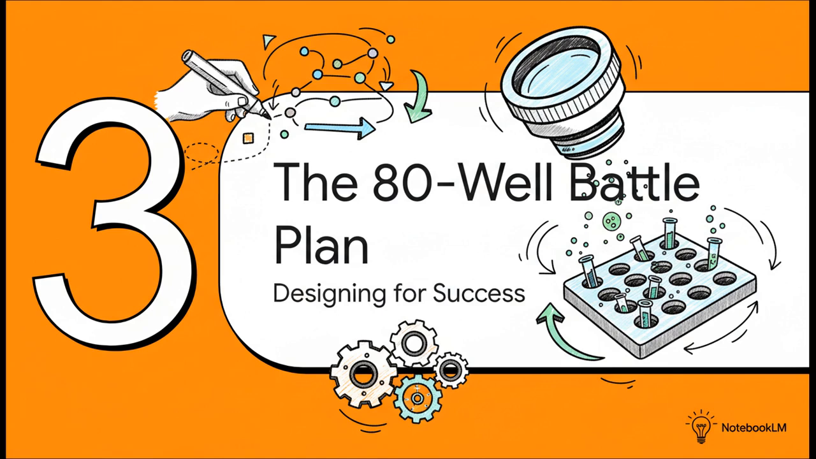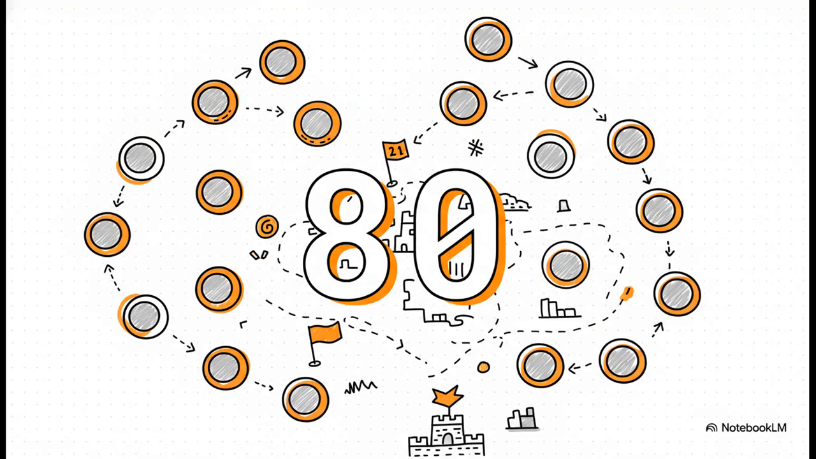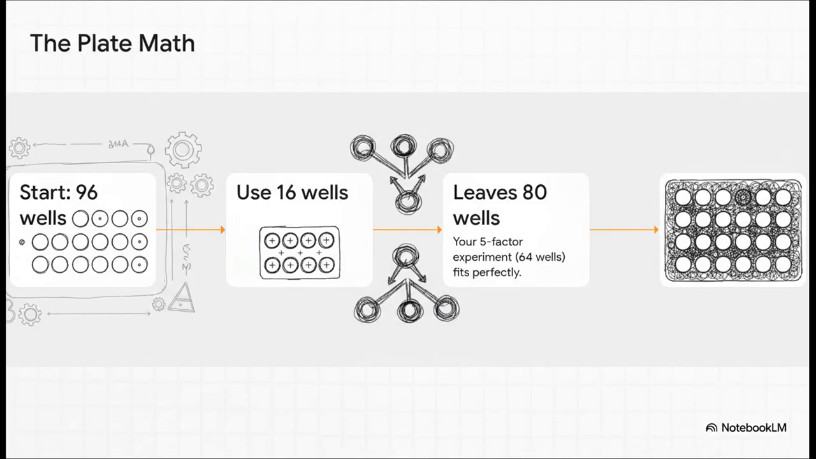How in the world do we fit a powerful ghost hunting experiment onto a single 96-well plate? 80, that's it, that's the magic number. After you account for your standard curve and all your controls, you have 80 wells to play with. This isn't some infinitely complex problem, it's an 80-well battle plan. And the math is way simpler than you think. You've got your standard 96-well plate, take out 16 wells for your standard curve, that leaves you with 80 wells for the actual experiment. Now, a really powerful 5-factor experiment only needs 64 wells. And just like that, you've designed a world-class experiment.